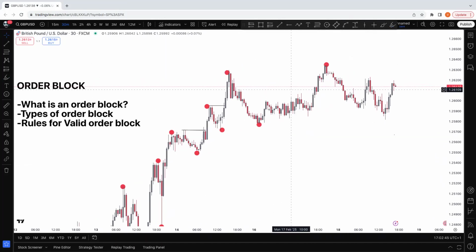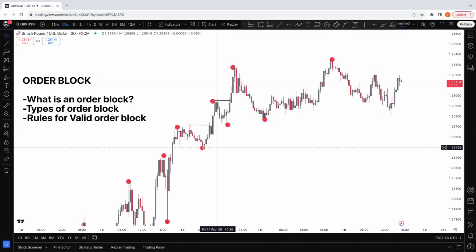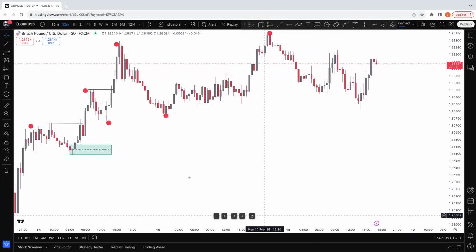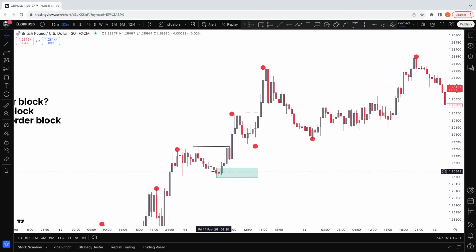Now, in an uptrend market, you will be interested in what? In bullish order blocks. And how do you pick the bullish order blocks? Or what are the bullish order blocks? The bullish order blocks are the last sells before the buys. So in this situation, look at this candle, for example. This candle is the last sell before this buy.